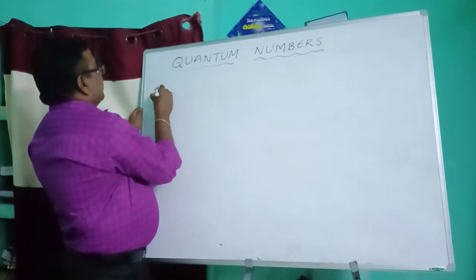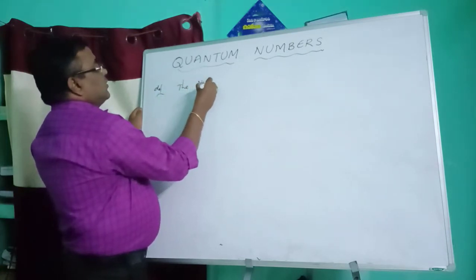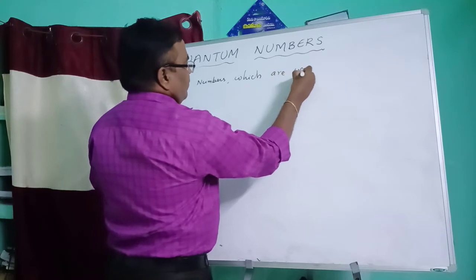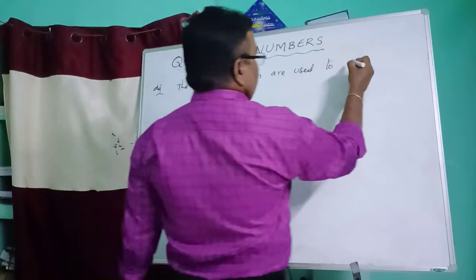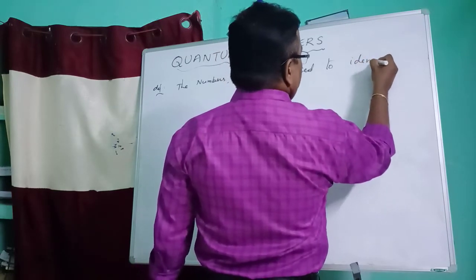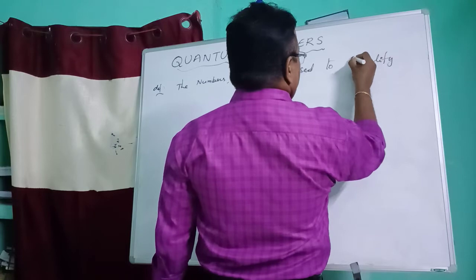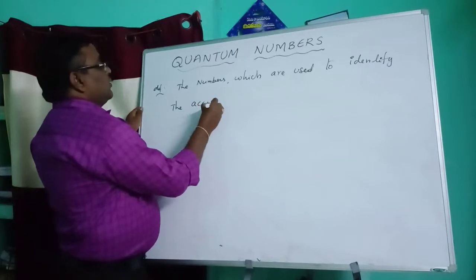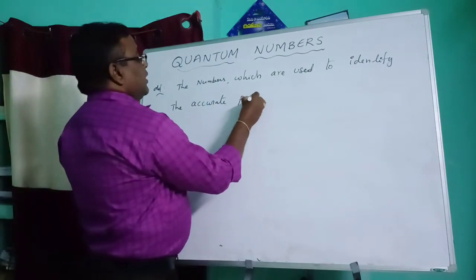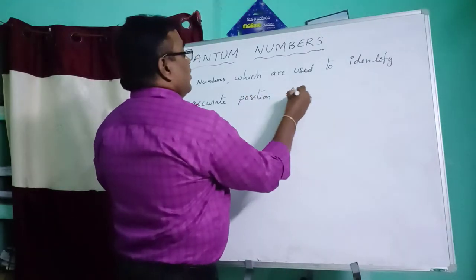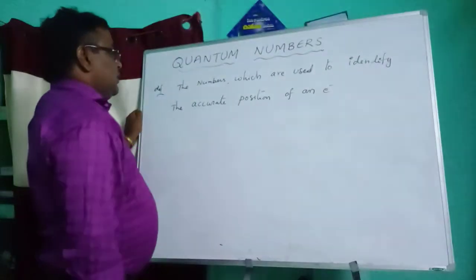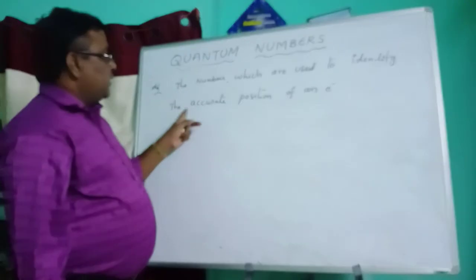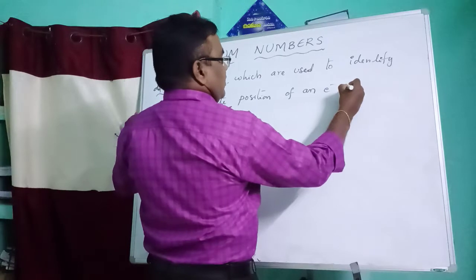So, what is quantum numbers? The definition: the numbers which are used to identify the accurate position of an electron in an atom.